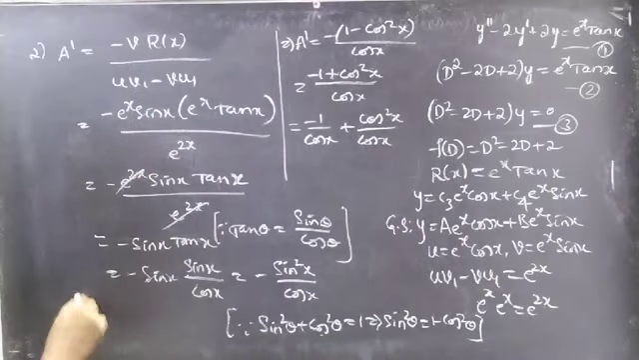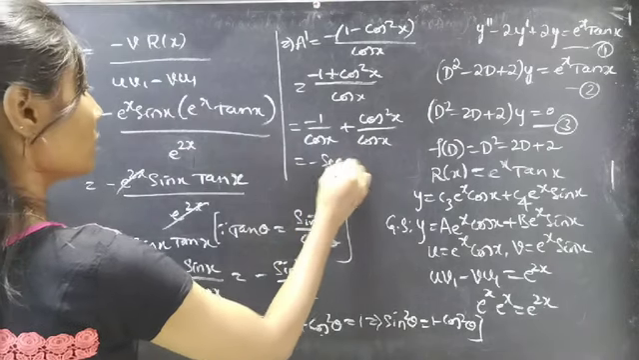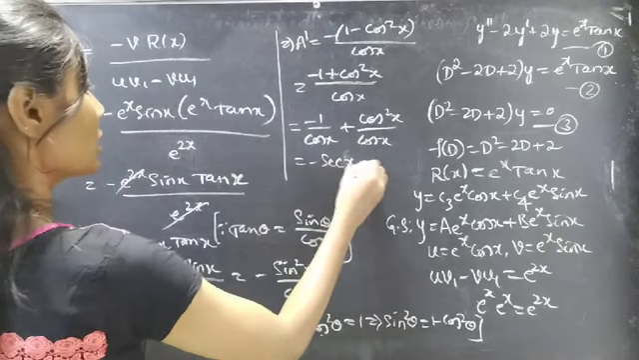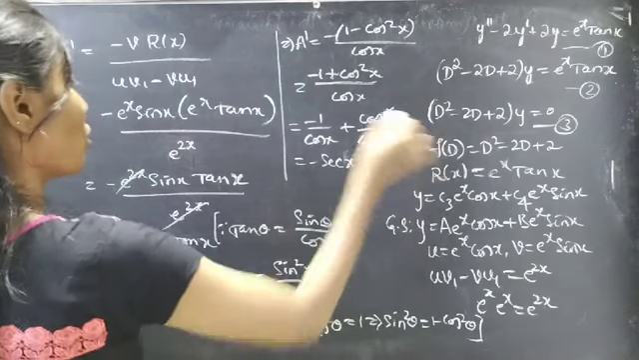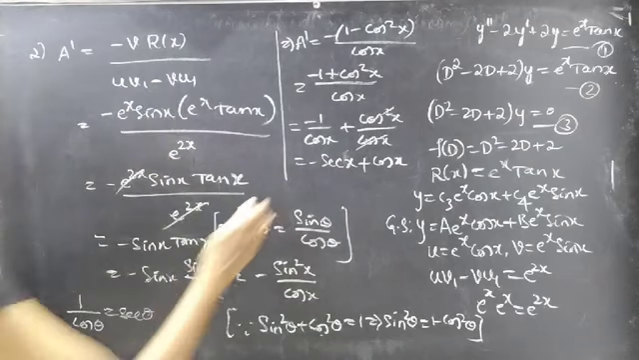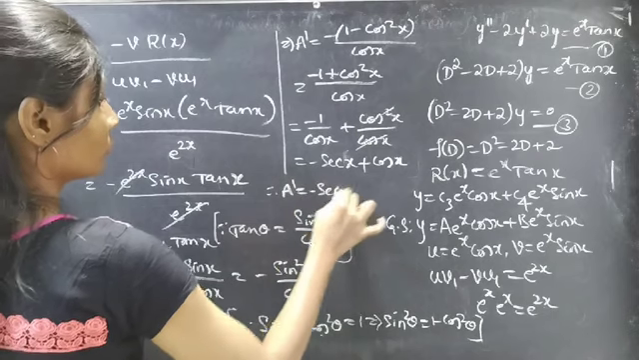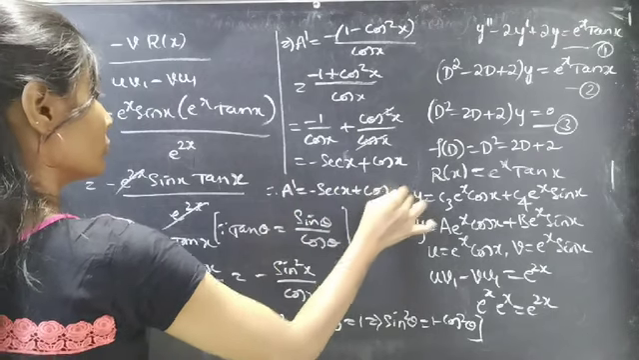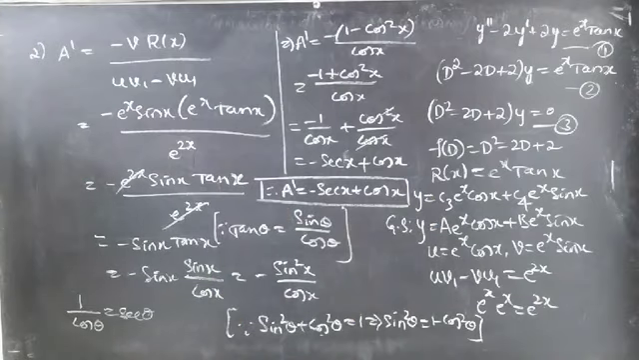Since we know that reciprocal of cos theta is secant theta, we'll get minus secant x, plus, if one cos x gets cancelled, we'll get plus cos x. Therefore, A dash equals minus secant x plus cos x. We got A dash. Let's now find A using this A dash.